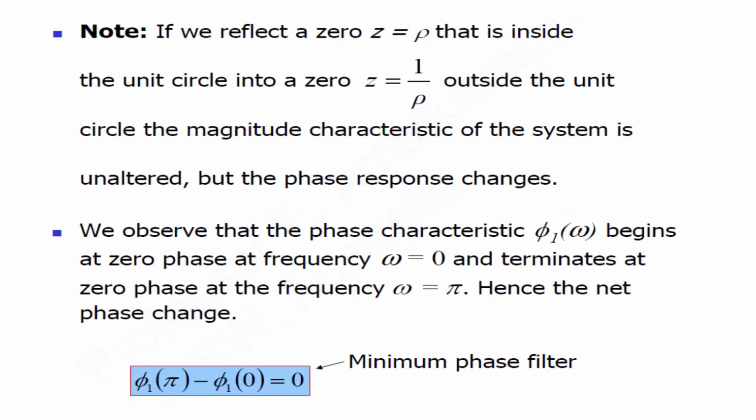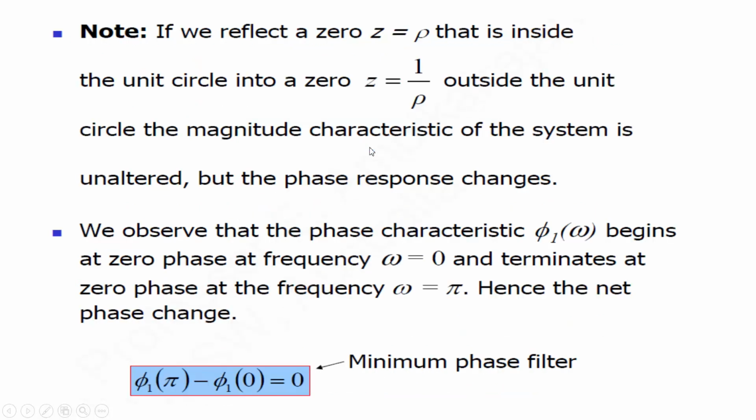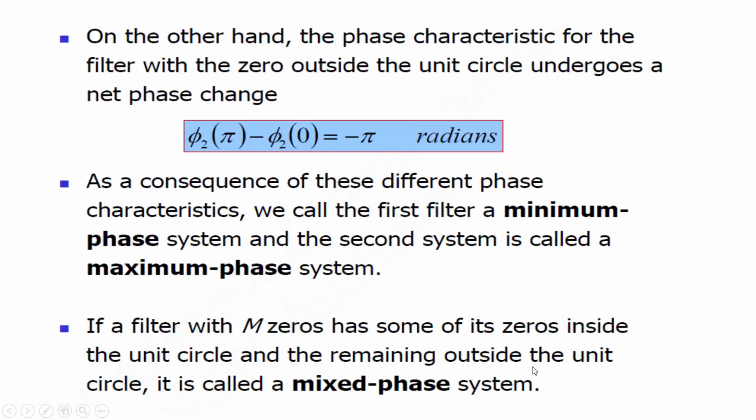Now let's look at the second system. On the other hand, the phase characteristic for the filter with zero outside the unit circle undergoes a net phase change of minus pi. Now if you look at this phase, it starts from 0, so you go to pi, there is a phase shift from 0 to minus pi. So that's what is explained here. On the other hand, the phase characteristic of the filter with zero outside the unit circle undergoes a net phase change of minus pi radians.